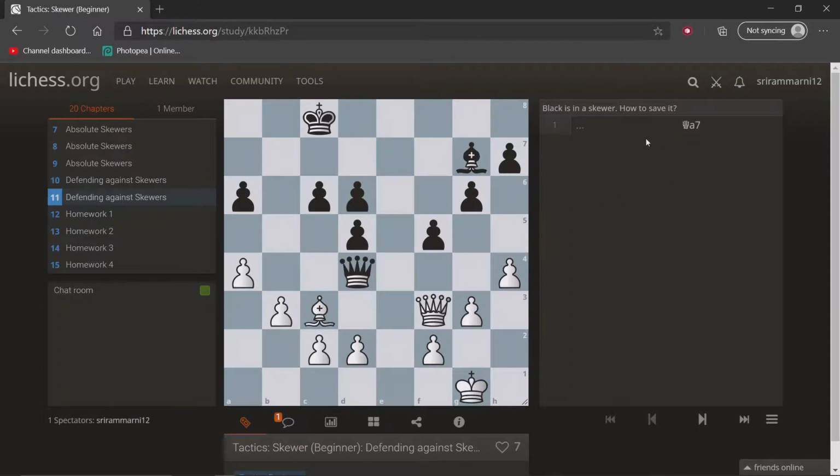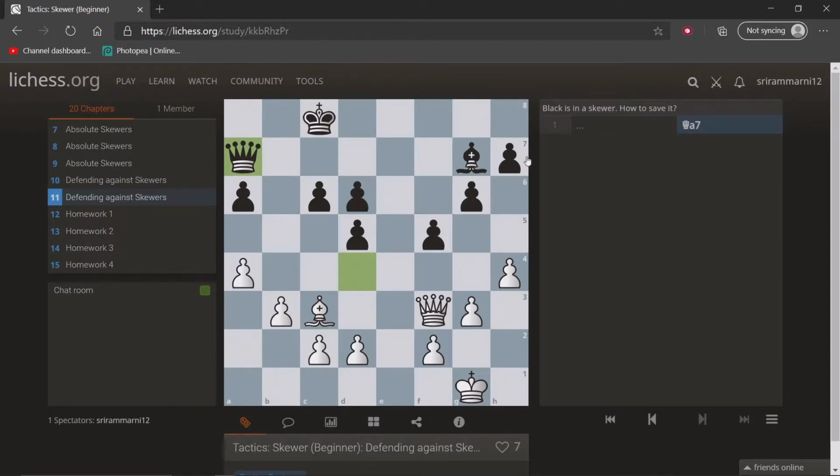Again, let's look here. Black is in a skewer. How do we save it? Pause it for yourself and try to figure it out. But here's the answer. Queen to a7. And now let's try to see if we can think of what the skewer was. Our skewer was already set up for us. The queen was under attack from this bishop, and the bishop behind it was in jeopardy. When the queen simply moves to a7, it ends up supporting this bishop.